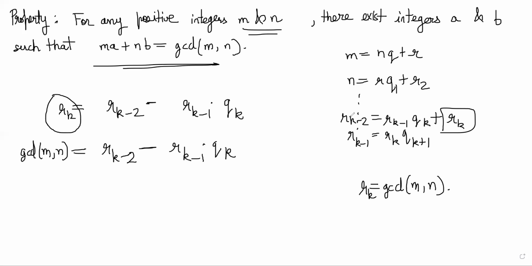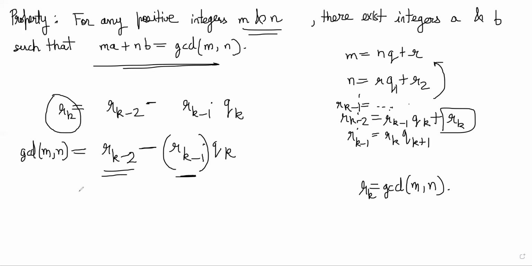And now you can say that rk minus 1 will come in the previous equation, and substitute for that here. So you will keep going higher and higher in this chain. rk minus 2 also you can substitute. You keep going higher and higher in this chain, and you will start getting back to m and n basically. Eventually you'll get m and n somewhere. So we'll see examples of this later, where we express the GCD as a linear combination of the numbers m and n.